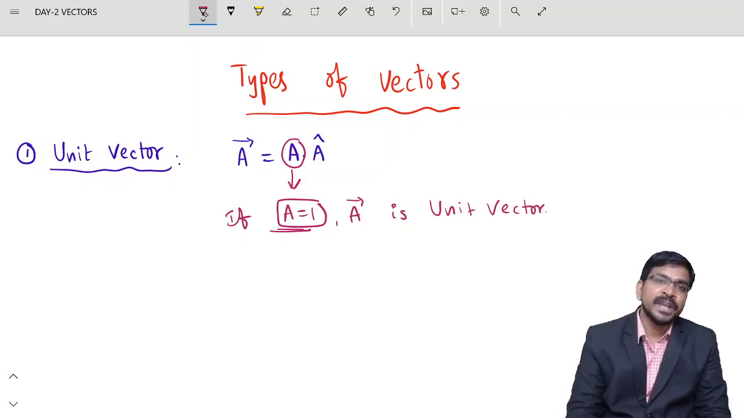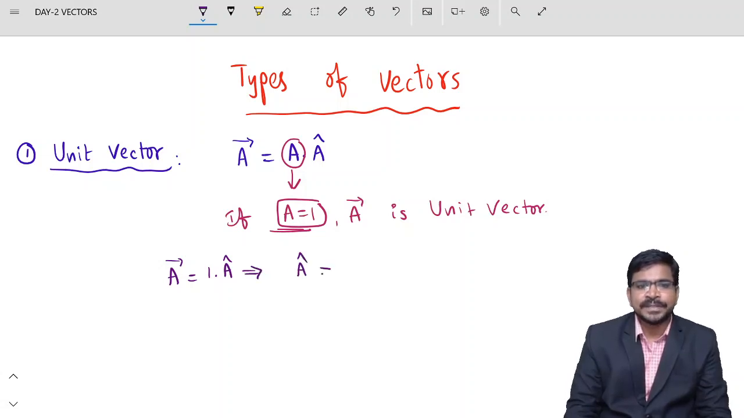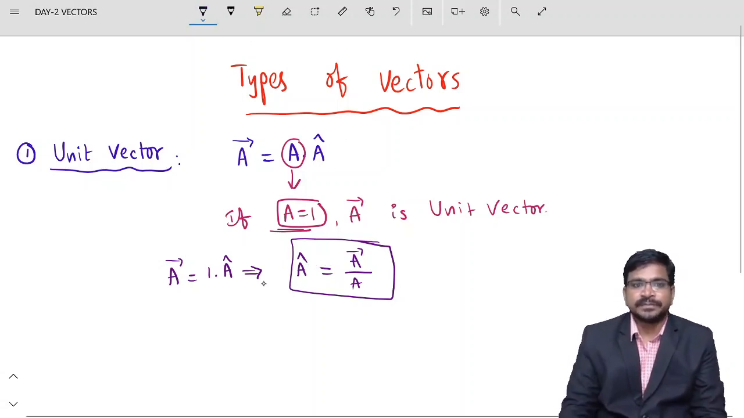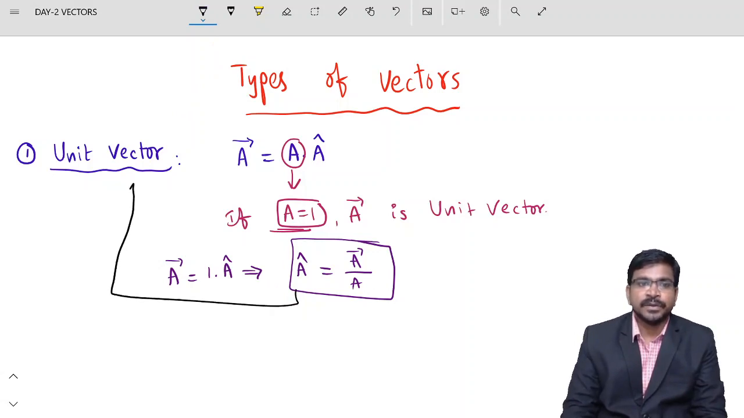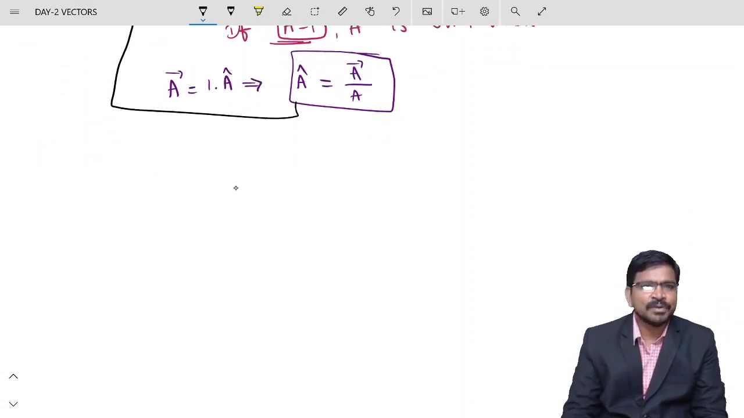If you substitute A is equal to 1 here, you get A is 1 into A cap. Here, what is A cap? Simply, A cap is the vector divided by its magnitude. This is the general formula for A cap, that is the direction vector. Another name for this direction vector is the unit vector. Now, how to find the unit vector is the important question for us.